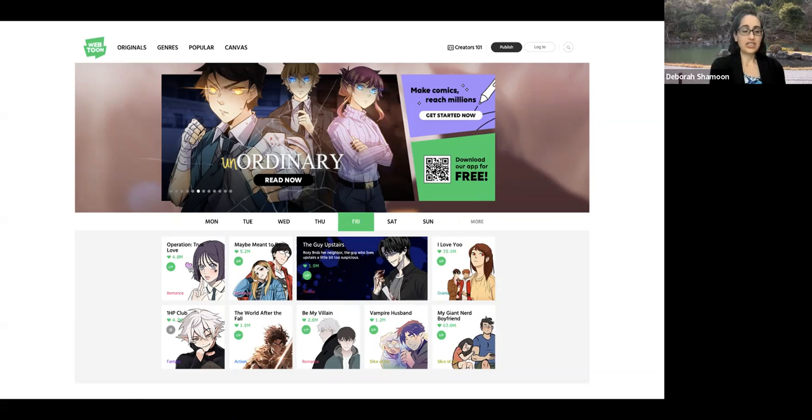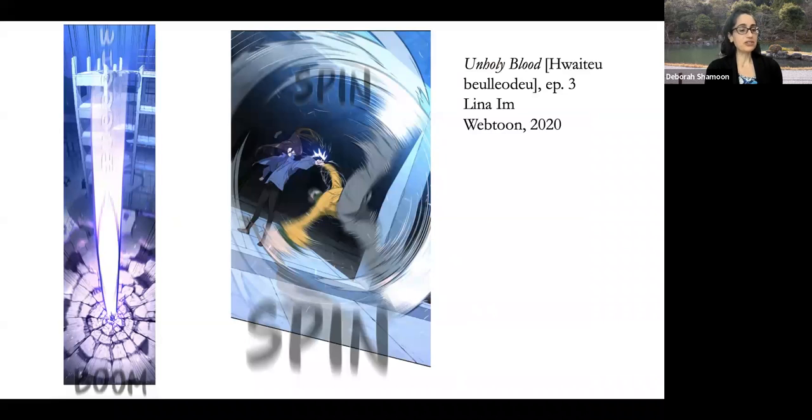The most prominent change in online comics form is the switch to vertical scrolling in the panel arrangement, as comics are optimized to be read on a mobile phone. And it's really hard to get a sense of what it looks like on a phone on this PowerPoint slide. I've had to cut up the frames, but you can imagine. This example is from the series Unholy Blood, which was published in Korean by Lina Im. And you can see here that each panel is not only vertical, but very long, sometimes without clear breaks between the panels. And you can see the movement from top to bottom rather than right to left or left to right as you would on a printed page.